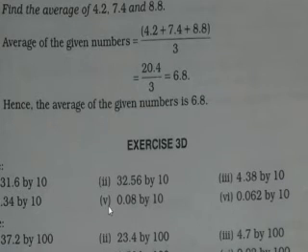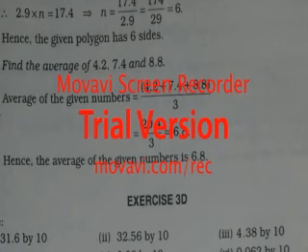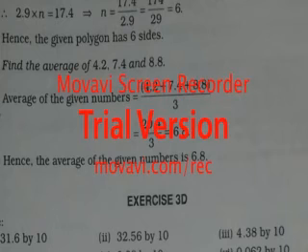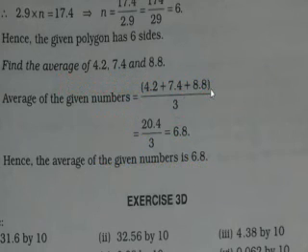So the last example you can see over here of the exercise, and after this I will be leaving. You will watch the solution and you will understand by yourself. So let's see the last example. Find the average of 4.2, 7.4 and 8.8. Whenever it is said average, it means sum of total by number of total. You have to add all of these. Average of the given numbers is equal to 4.2 plus 7.4 plus 8.8 by 3.